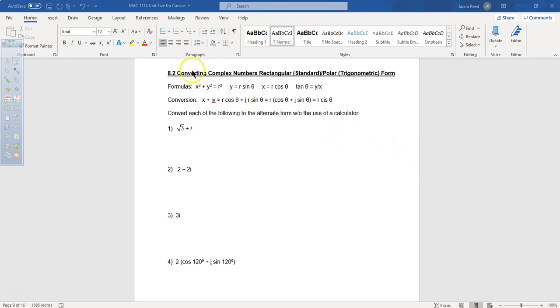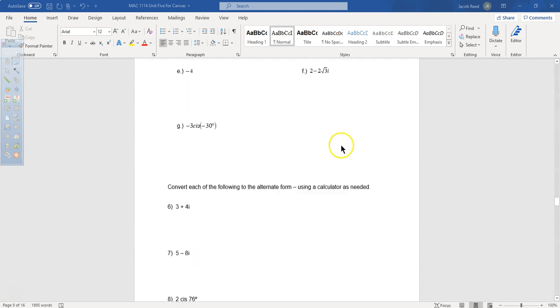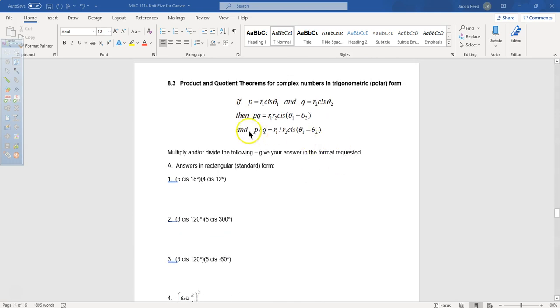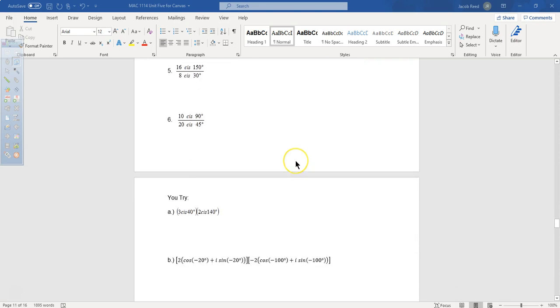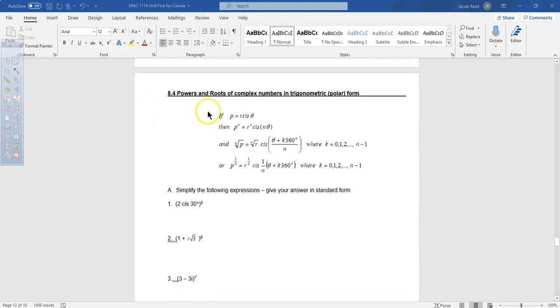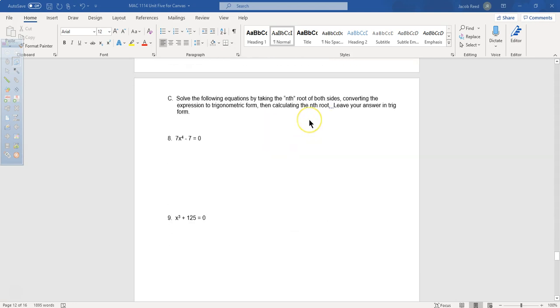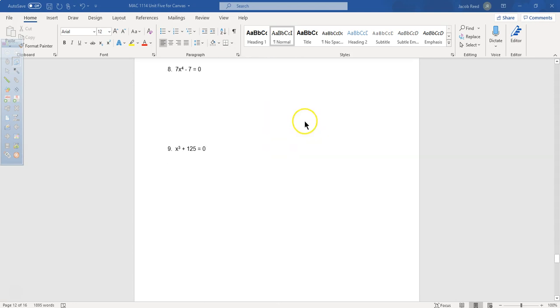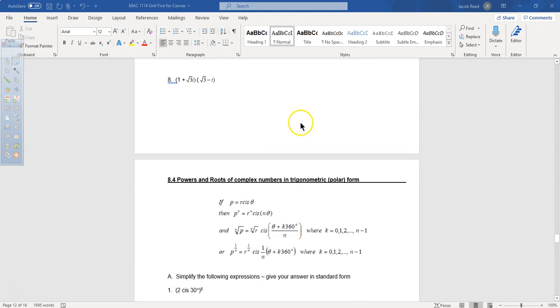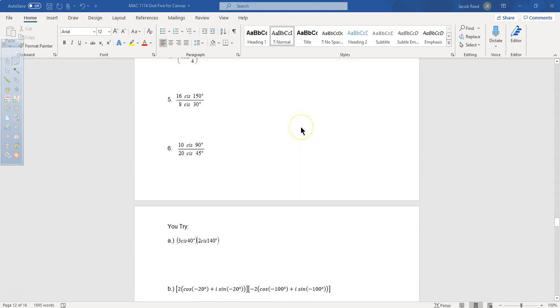Today we're going to be covering 8.2, converting complex numbers from rectangular form to polar form, and we're going to cover 8.3, product and quotient theorem for complex numbers in polar form, and then we'll have one more video which will cover 8.4, powers and roots of complex numbers in polar form, and that will finish us out with Chapter 8, which will finish us all together with Unit 5.